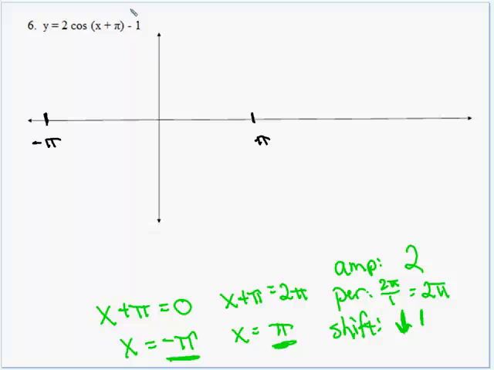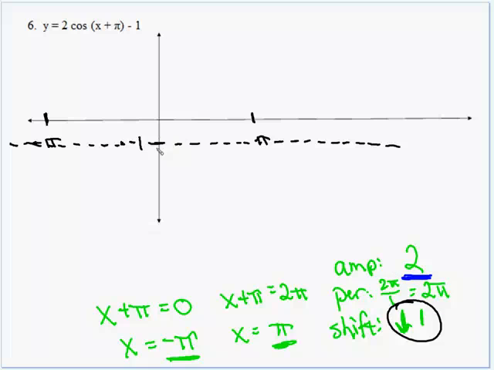The baseline, our shift down, was 1. So now we're down here at -1, and I'm going to put a little dotted line there to remind myself that that's the baseline. And from the baseline, we can apply the amplitude. Amplitude was 2. So if we're at -1 and we go up 2, we go up to 1. If we're at -1 and we go down 2, we'll go down to -3. So we have our range on the x-axis, we have our range on the y-axis. Looks like we're about ready to plot some points.